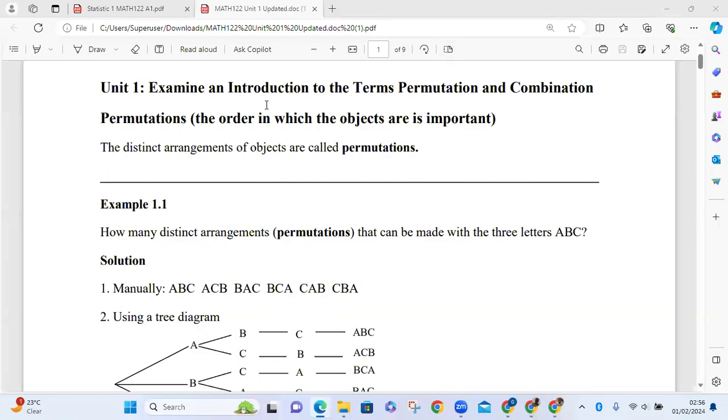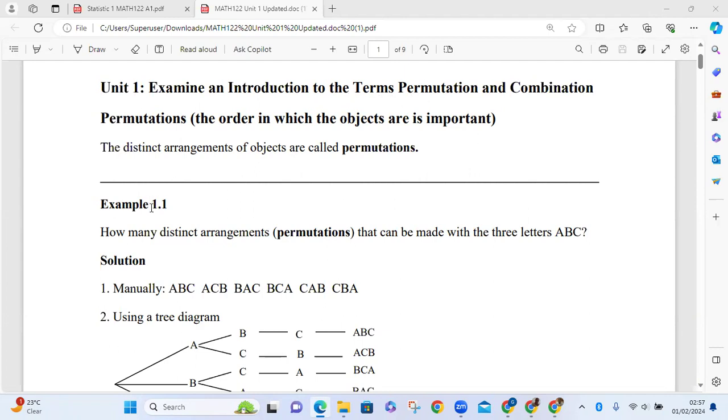In this unit, we are going to examine an introduction to the terms permutation and combination. With permutations, it is important to note that the order in which the objects are is important, because the distinct arrangements of objects are called permutations.